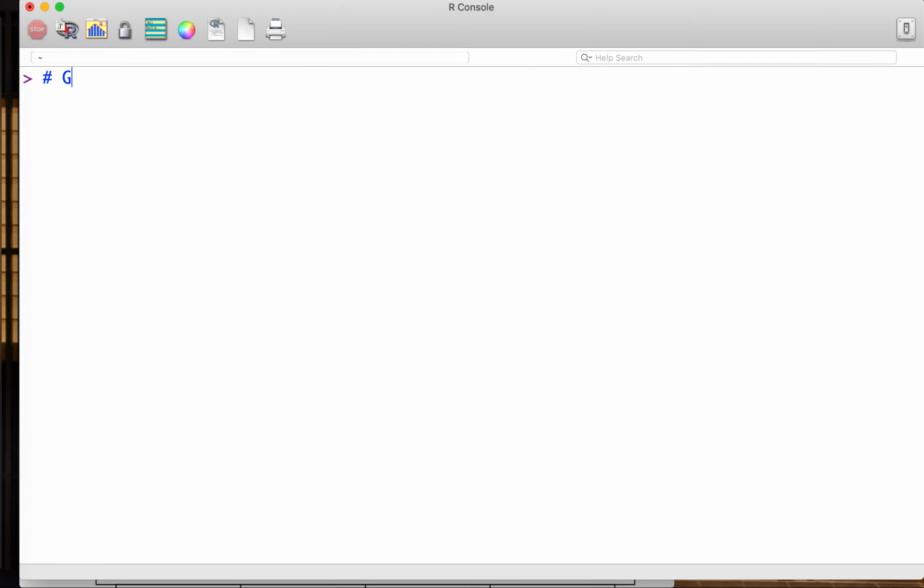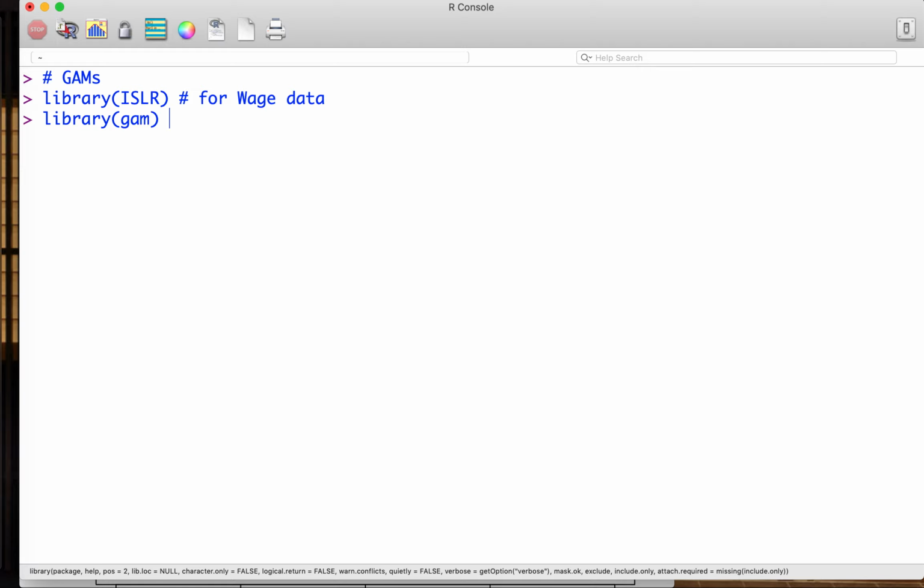So GAMs. First we want to use two libraries. One library is ISLR. This is for data, wage data. And another library is for the GAM function. So you can install it if you have not. So we use the GAM function.